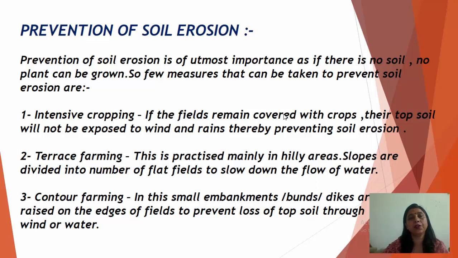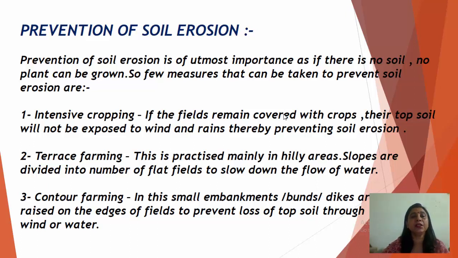क्लियर टू ऑल ऑफ यू? ना प्रिवेंशन ऑफ सॉइल इरोजन। अब हम इस सॉइल इरोजन को कैसे प्रिवेंट कर सकते हैं? Prevention of soil erosion is of utmost importance, as if there is no soil, no plant can be grown, and if there will be no plants, then no life can survive on this earth. The soil is very important. So we should practice few measures that can be taken to prevent soil erosion.